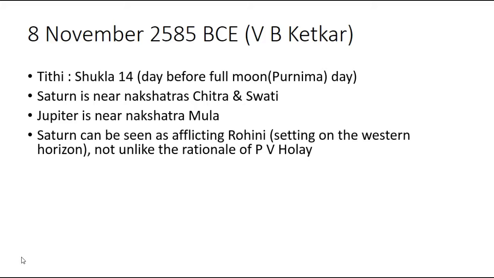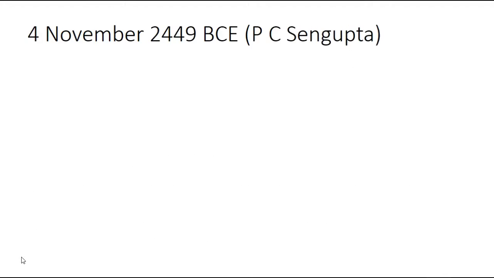If you realize that these are very cyclical phenomena, Saturn will complete one round in its orbit in 30 years, Jupiter would do the same in about 12 years, and thus it's possible to see these combinations occurring multiple times. Let's move on to the next claim. First day of the Mahabharat war, 4 November 2449 BCE. This was by Professor Sengupta.